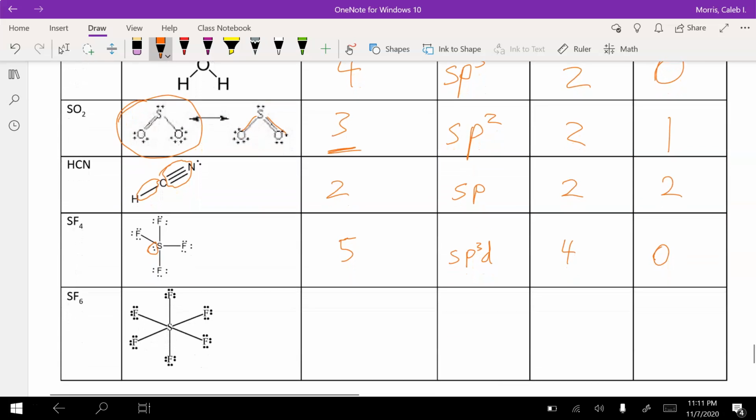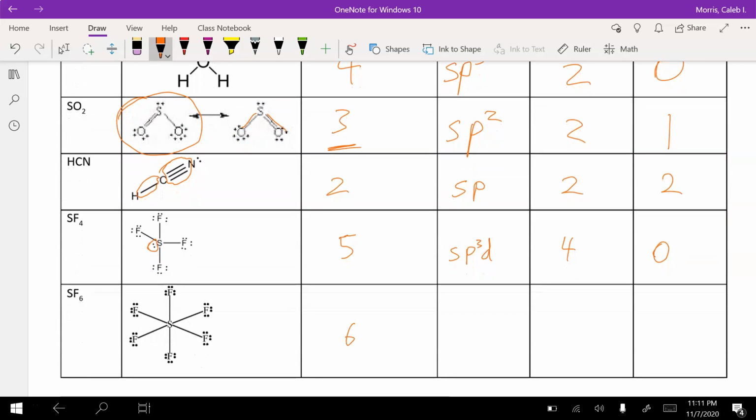All right, SF6. All right, I have 6 electron groups. Each of them is a single bond, 1, 2, 3, 4, 5, 6, because I've got 6 fluorines being bonded to the sulfur. All right, my hybridization, well, S would take care of 1, and then I can do 3 p orbitals, so sp3 gets us to 4. I need 2 more, that's got to be from D, d2, and you add those up, you get 1, 2, 3, 4, 5, 6, which is what we have. We have 6 electron groups.